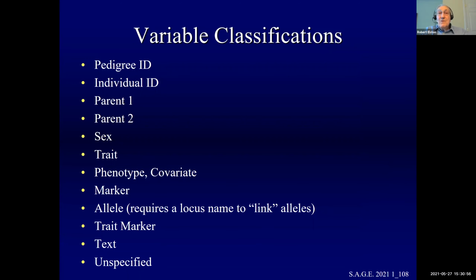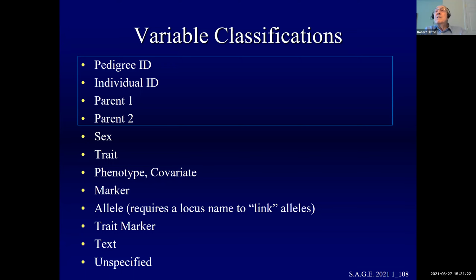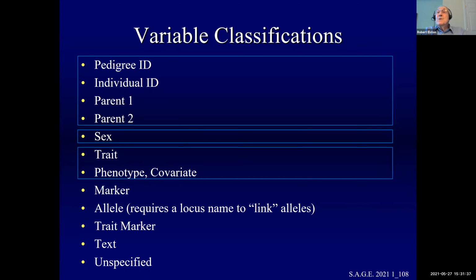So there are all sorts of variables you can have. First of all, there are the ones that tell you about the pedigree, the individual and parents, and those we'll see in a minute. Now, you have a pedigree or family, and within that, an identification for that pedigree or family, some number, and then within that, an individual, and then you have parent 1 and parent 2 of that individual. Then you have a sex field, the sex of the individual you're talking about.